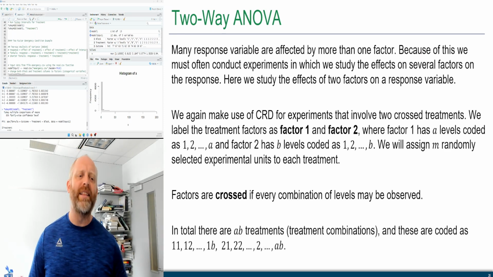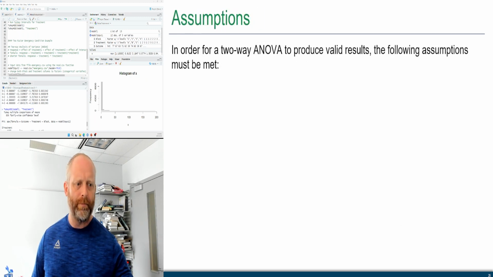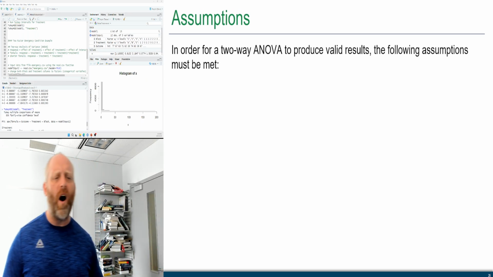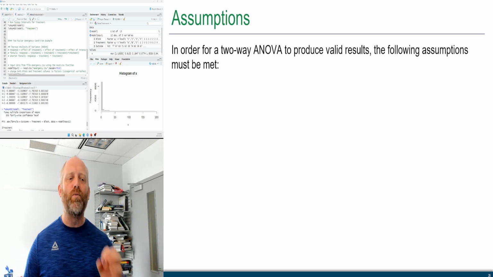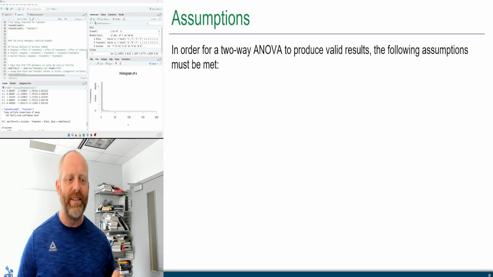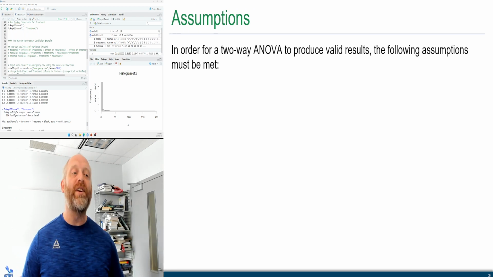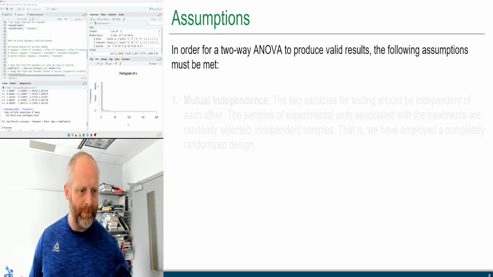And as I said already, there's a total of A times B treatments. All right, so a couple assumptions. All of these play exactly the same as to what we've been doing up to this point in time. So in order for a two-factor ANOVA to produce valid results, the following assumptions must be met.